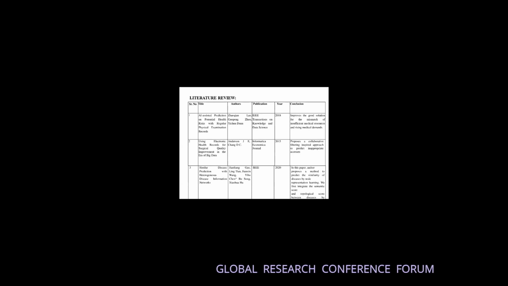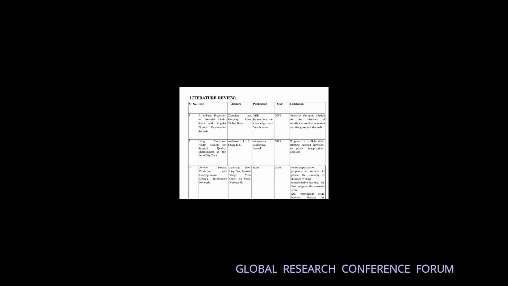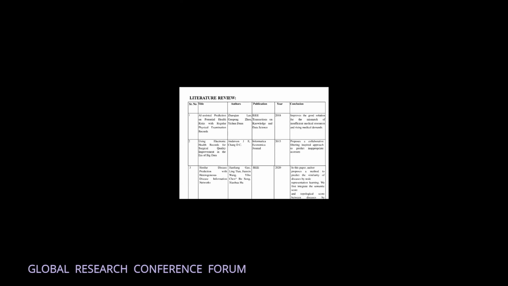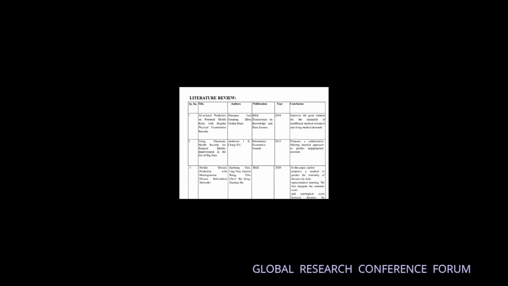First paper is AI-assisted prediction on the potential health risk with regular physical examination record. This paper was published in 2018. The conclusion of this paper is to improve the solution for the mismatch of inefficient medical resources and rising medical demand. Second paper, using electronic health record for surgical quality improvement in the era of big data. This paper was published in 2015. The conclusion is that it proposes a collaborative filtering inspired approach to predict inappropriate access.